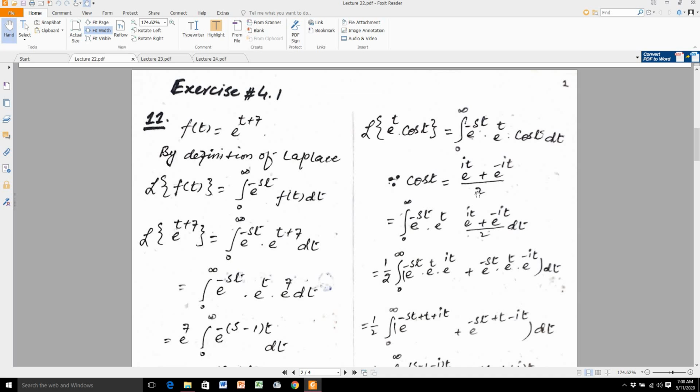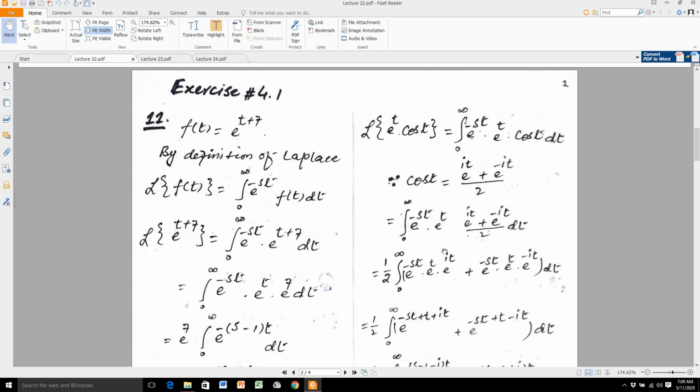The reason for this is that in this form our question becomes very easy to solve. That's why we are using the identity, which is in exponential form. So you see here e raised to the power minus st into e raised to the power t, times e raised to the power iota t plus e raised to the power minus iota t divided by 2, and then we multiply these two with this term and then with this term.